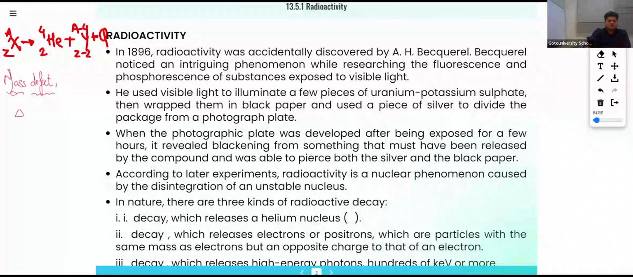What is mass defect? Yes, we know what mass defect is. Delta M is equal to Mx minus (M alpha plus My). What will be the energy released? Energy released will be E equal to delta M c square, that is (Mx minus (M alpha plus My)) c square.